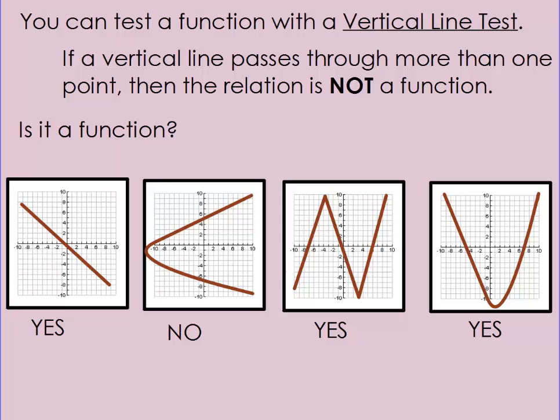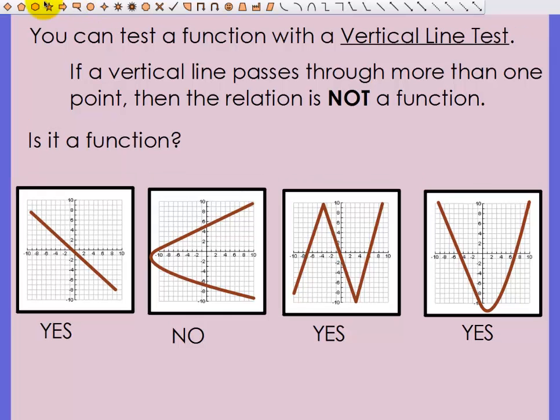Another way to test functions is the vertical line test. You've probably done this before in Algebra 1. For the vertical line test, if a vertical line passes through more than one point, then the relation is not a function. So you just draw a vertical line. I'm going to demonstrate this right here.